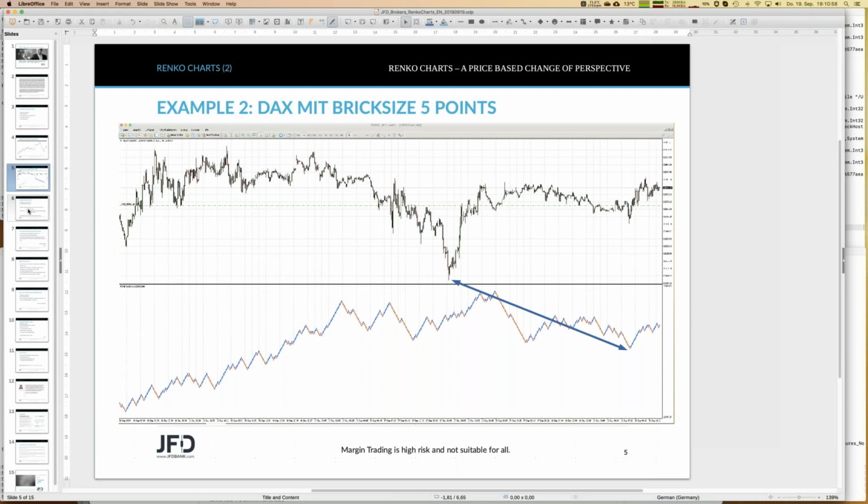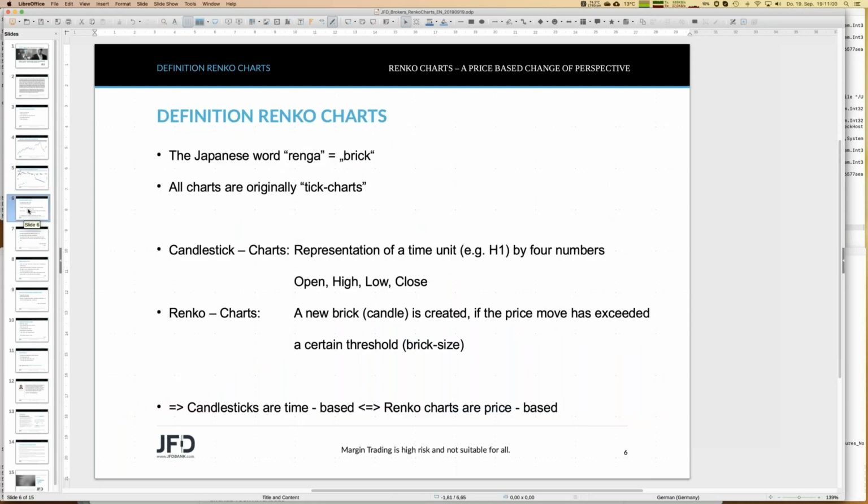So let's define Renko charts and where they come from. Like candlestick charts, they stem from Japan as well. And the Japanese word Renga, which is the origin of Renko charts, Renga means brick or bricks. And that's all we have to know.